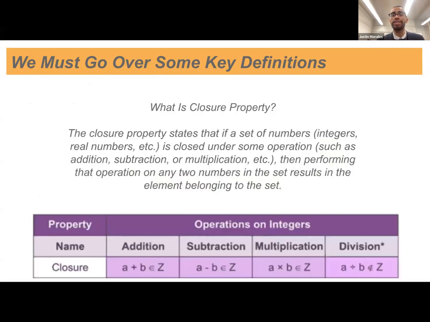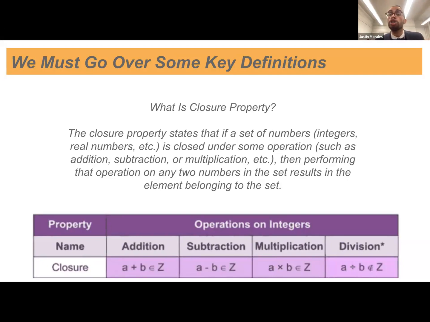The second thing we need to go over is the closure property. The closure property states that if a set of numbers, integers, real numbers, etc., is closed under some operation, such as addition, subtraction, or multiplication, then performing that operation on any two numbers in the set results in an element belonging to the set. The chart below shows that the integers are closed under addition, subtraction, and multiplication.